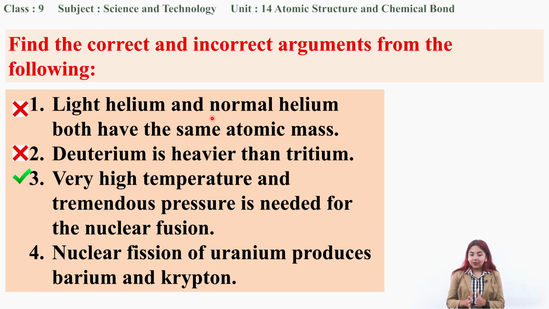Now the final statement: nuclear fission of uranium produces barium and krypton. Is this true? Yes, it's true, because I mentioned in the example of nuclear fission that when the heavy uranium nucleus is bombarded by a high-speed neutron, it dissociates into two lighter nuclei, barium and krypton. So statement 4 is also correct.